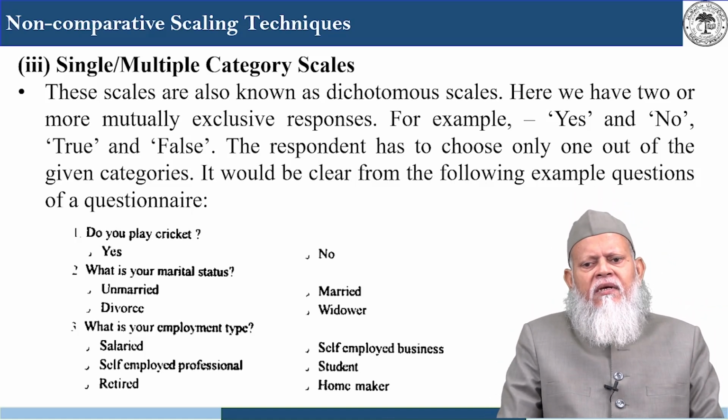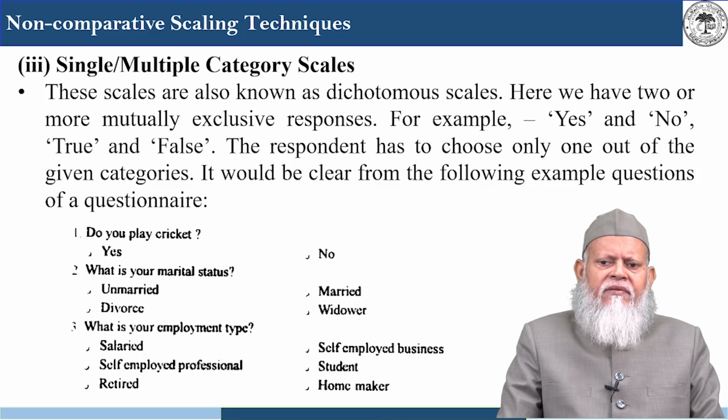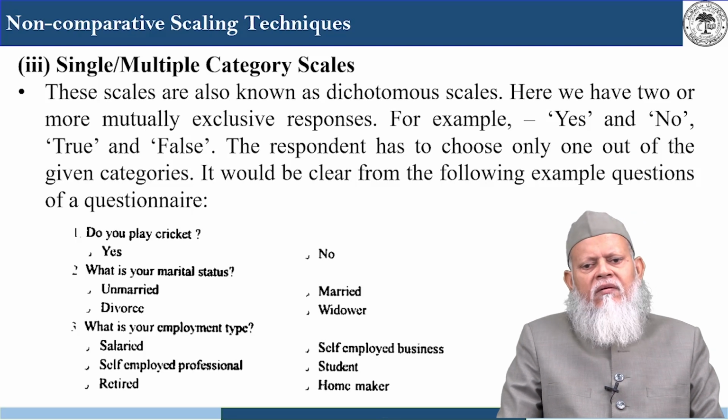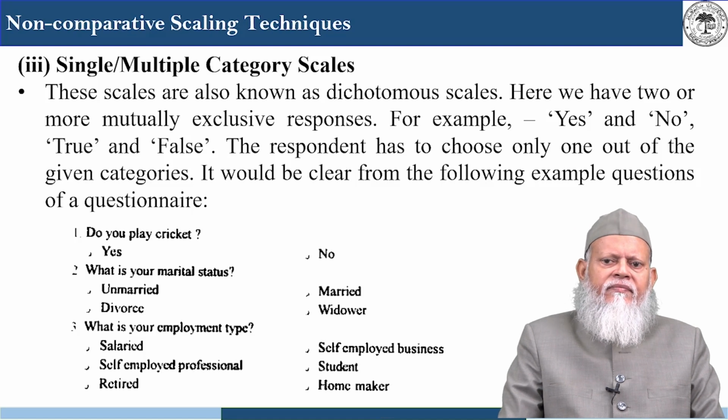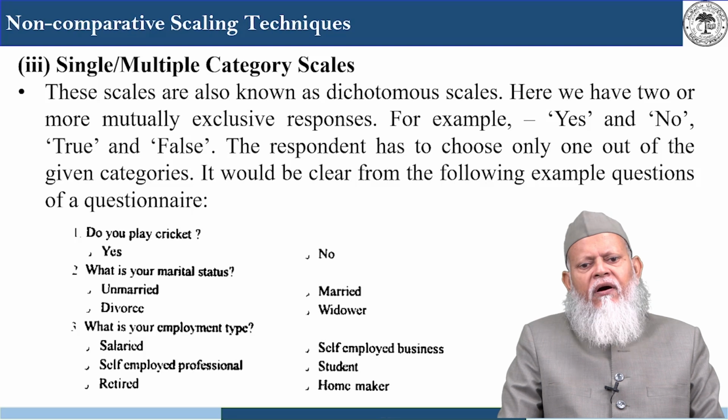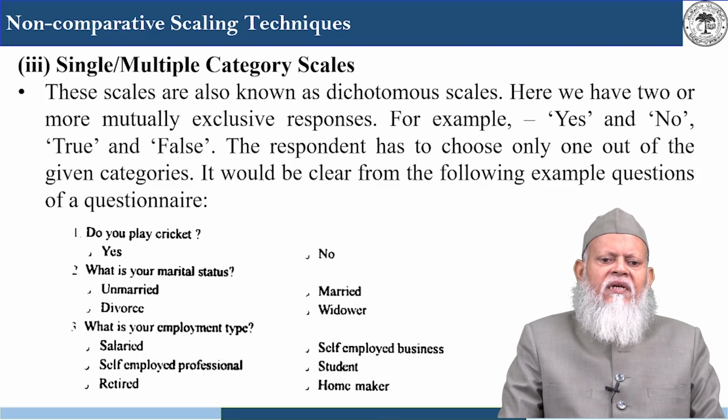Dichotomous scales mean that in this scale we have two or more mutually exclusive responses. Mutually exclusive means totally separate. So, for example, yes and no, true and false. The respondent has to choose only one out of the given categories. It would be clear from the following example questions.